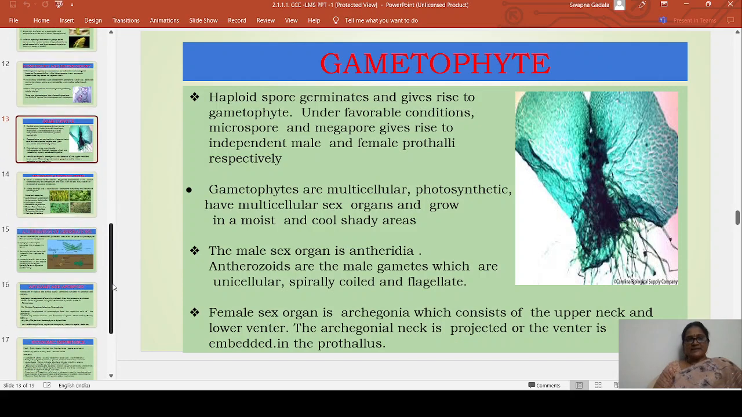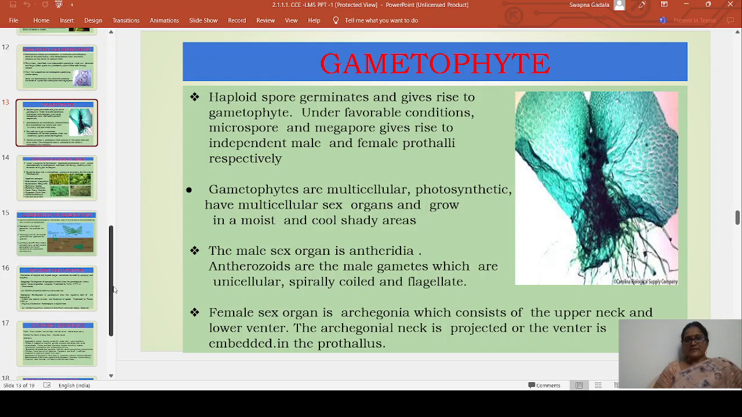The male sex organ is the antheridia and it produces the male gametes, which are known as the antherozoids, and these male gametes are unicellular, spirally coiled, and have flagella.